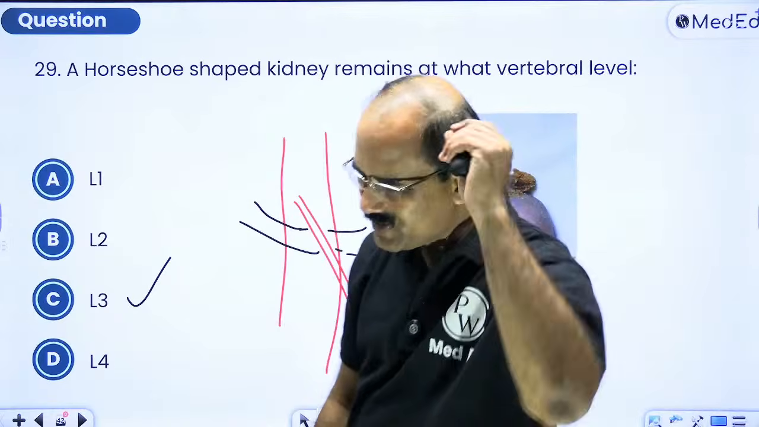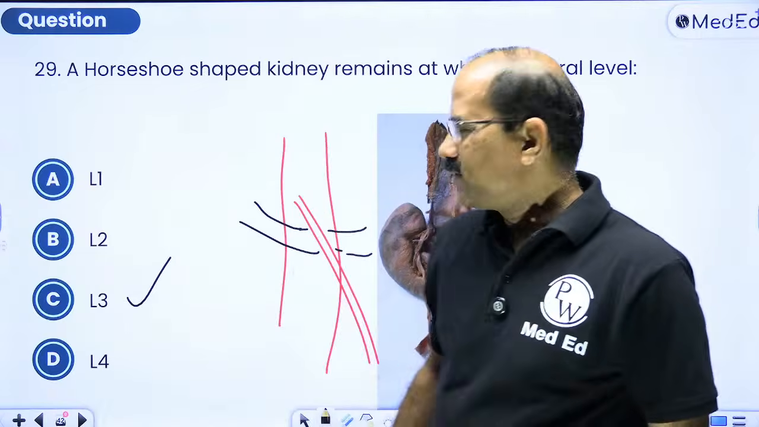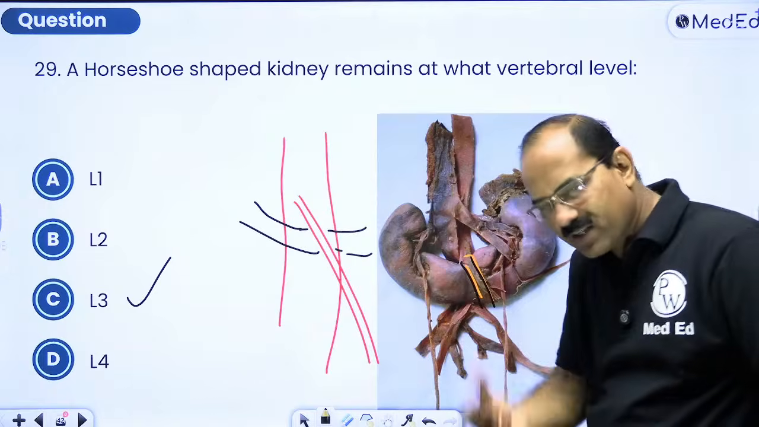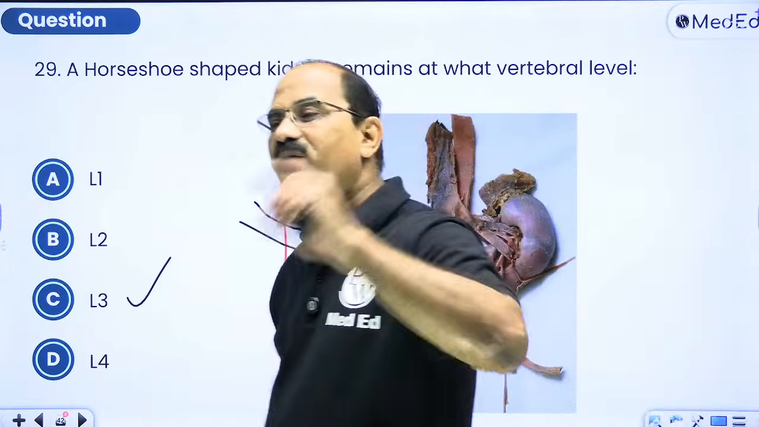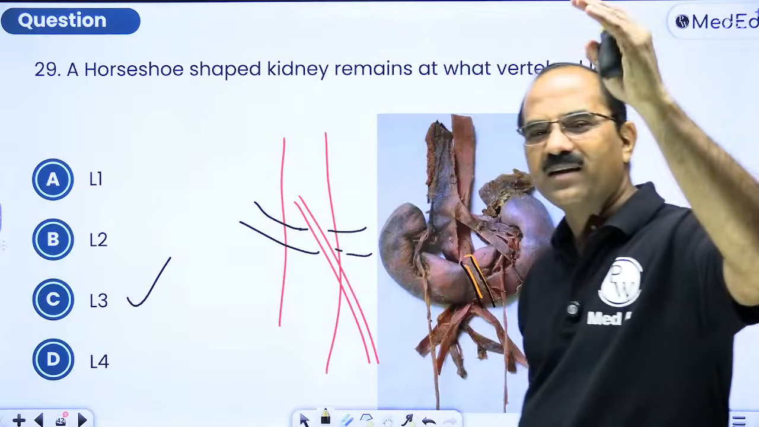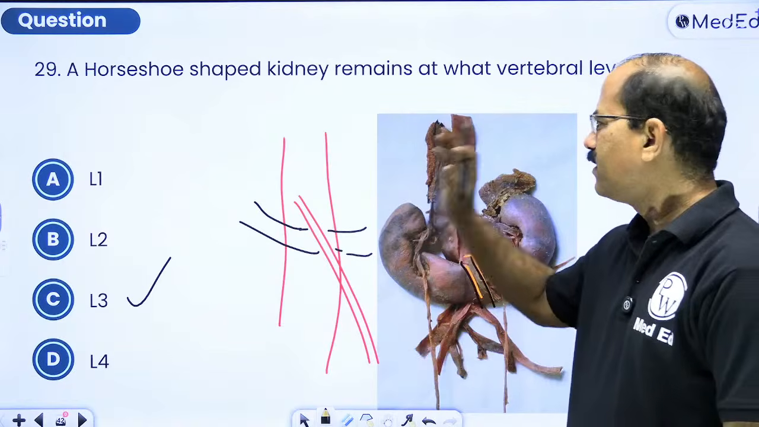Superior mesenteric artery is L1. Celiac trunk is T12. So this will be obstructed by inferior mesenteric artery. ये inferior mesenteric artery उसको prevent करेगा from going upwards. Level of inferior mesenteric artery is L3. So horseshoe shaped kidney remains below L3. Easy है. This has been asked.